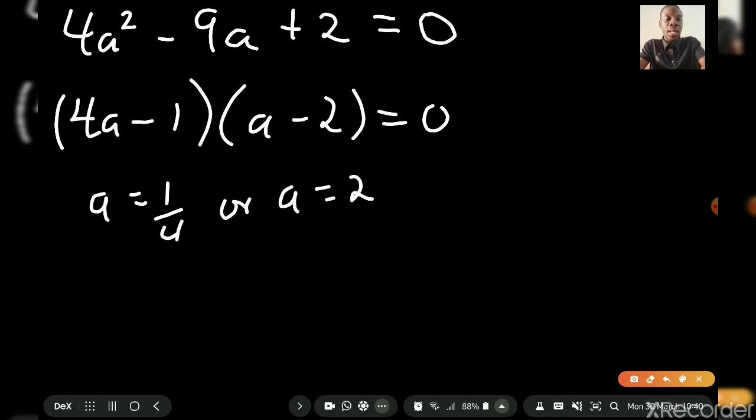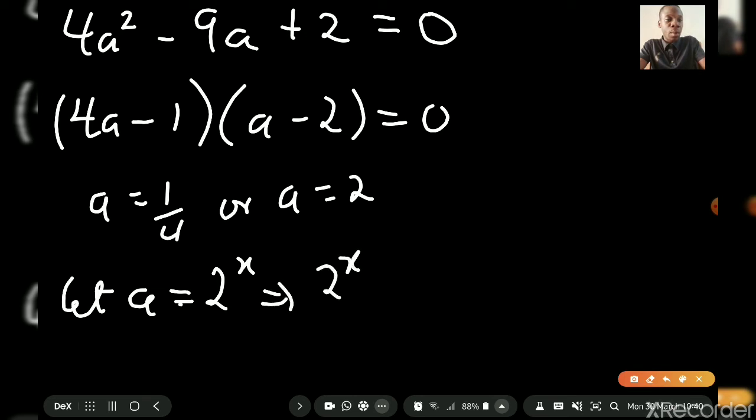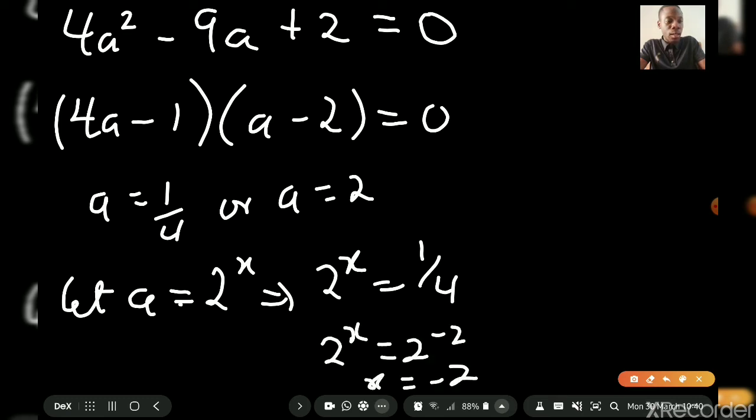But remember, we said that we should let a be equal to 2 to the power x. Then what it means is that 2 to the power x will be the same as 1 over 4. This will be the same as 2 to the power negative 2. So x is equal to negative 2.